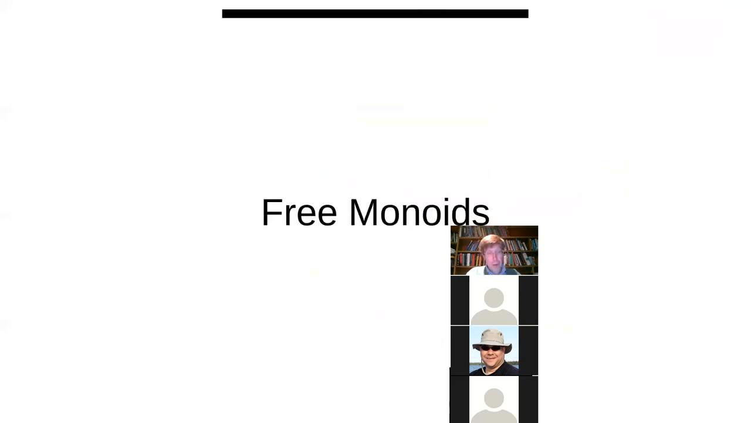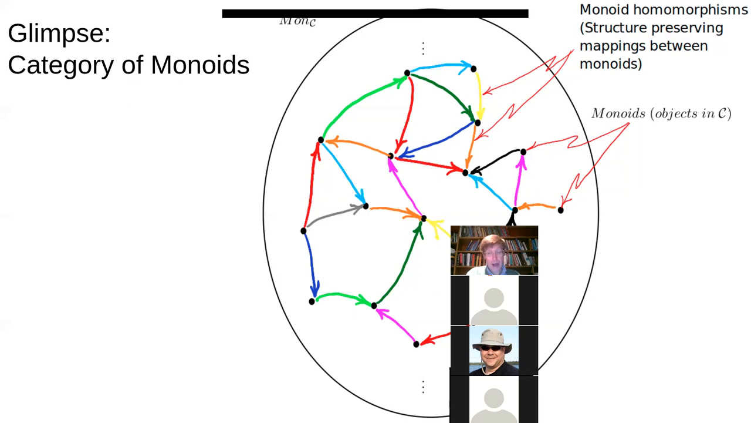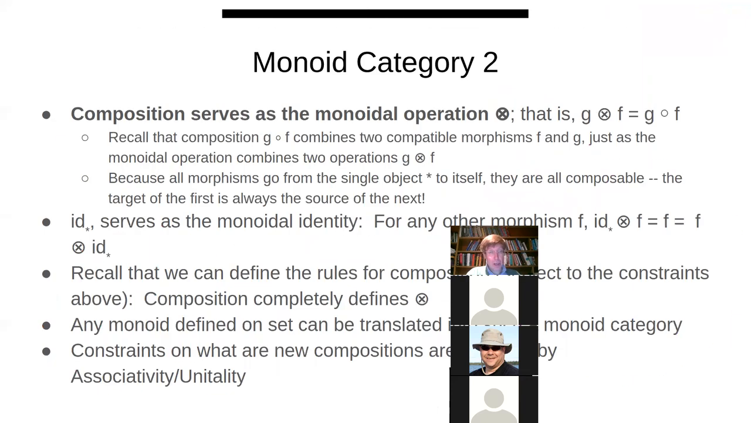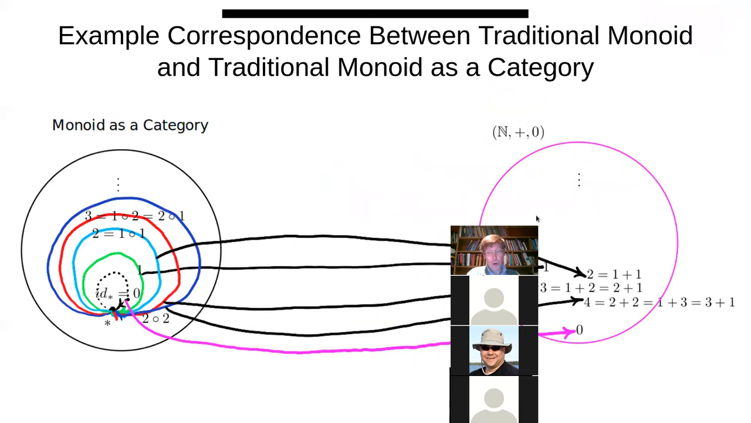Now I want to go on to free monoids, but I thought I'd pause here and ask, are there any questions about anything I've covered here about this basic monoid category in its correspondence to monoid in a set theoretic sense? Any questions about this? Going once, going twice. Okay, gone.